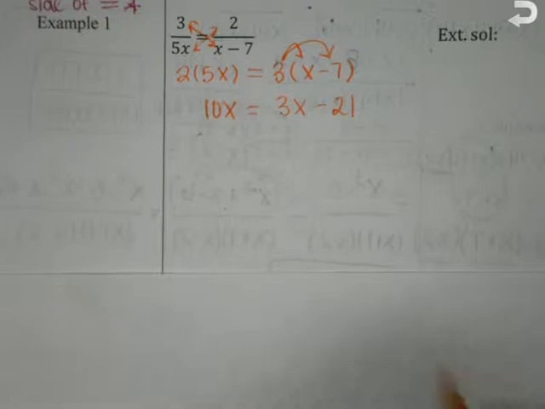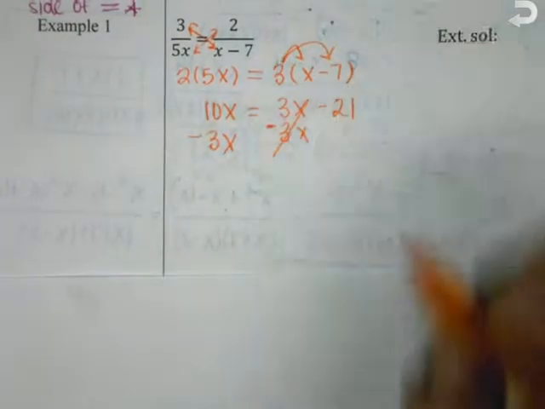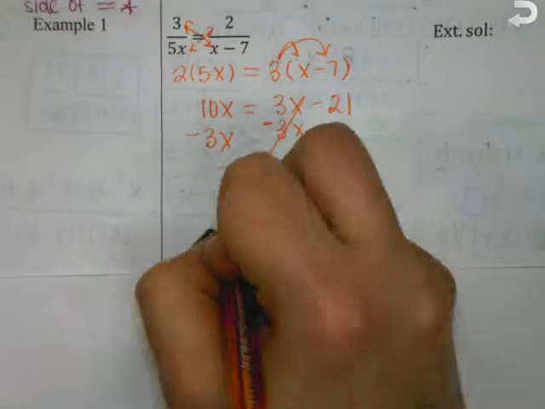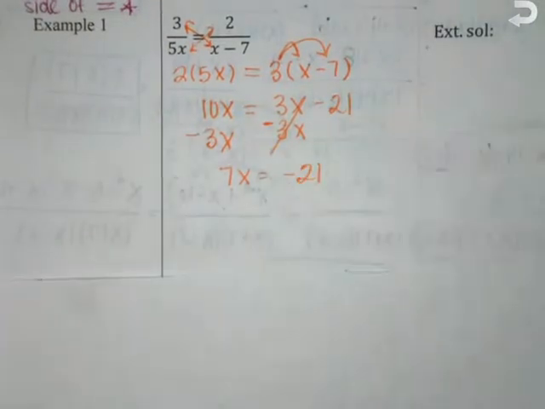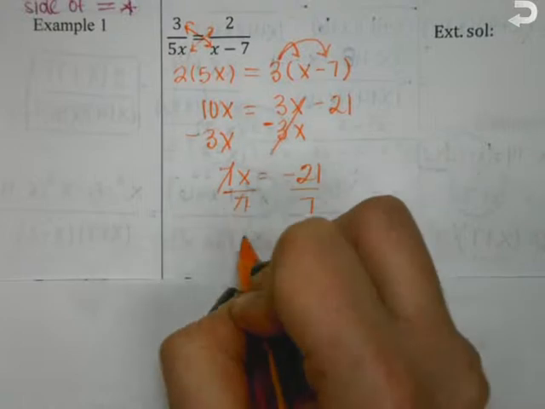Subtract both sides. So you get 7x equals negative 21. Divide both sides by 7. So x equals negative 3.